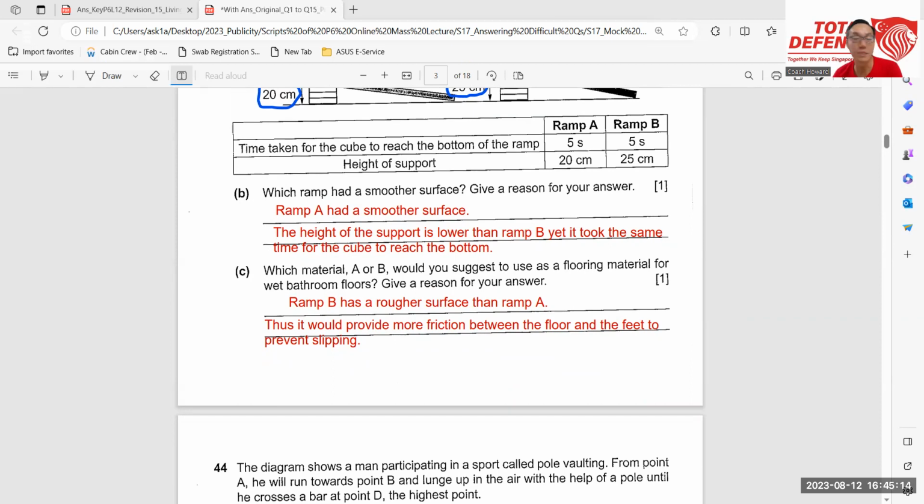Okay, this part, capture and then send to the group. Okay, so this part you can see.